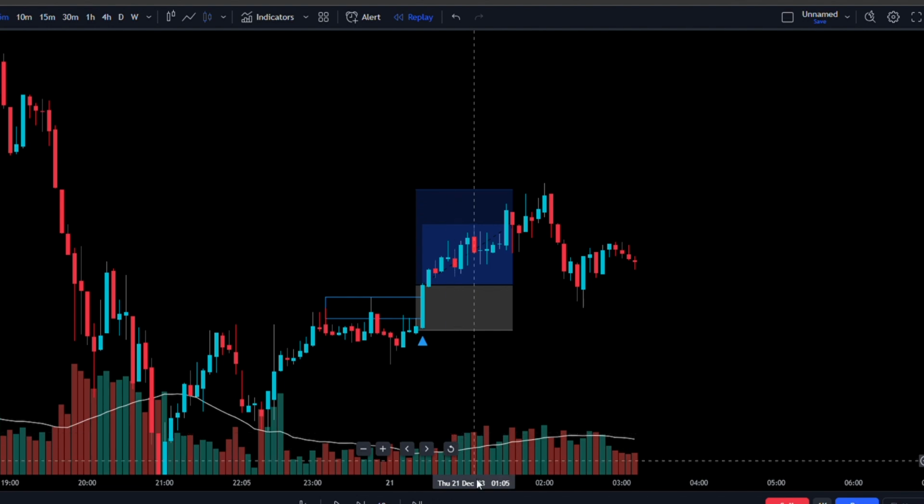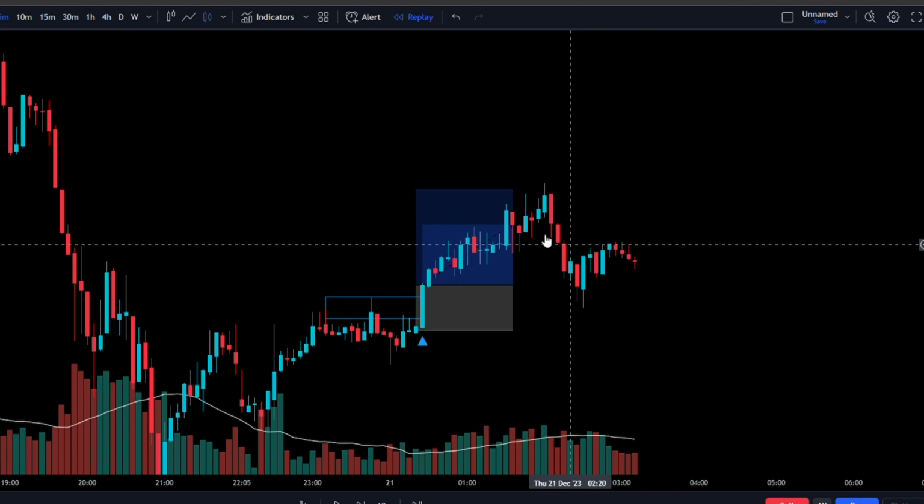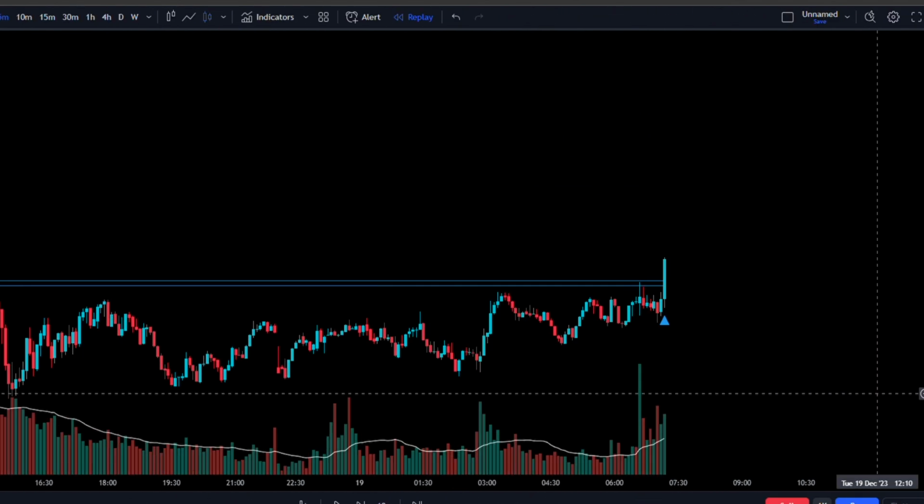Okay, so for your trade management, we're just going to let the trade run as well. So let's go and take a look at another long example. Okay, so as we can see here, we've had a valid breakout pattern.